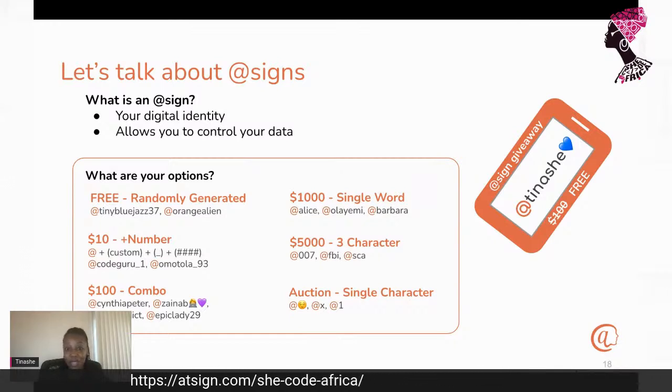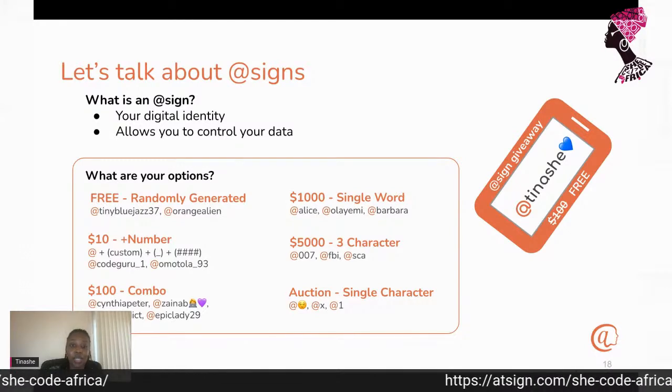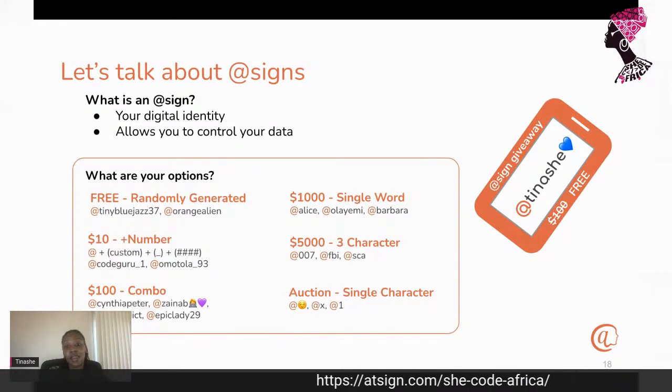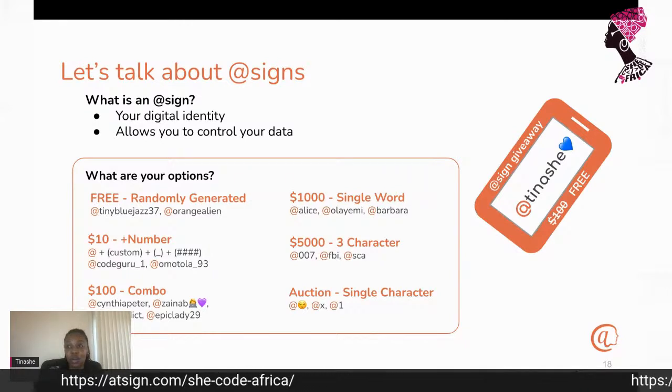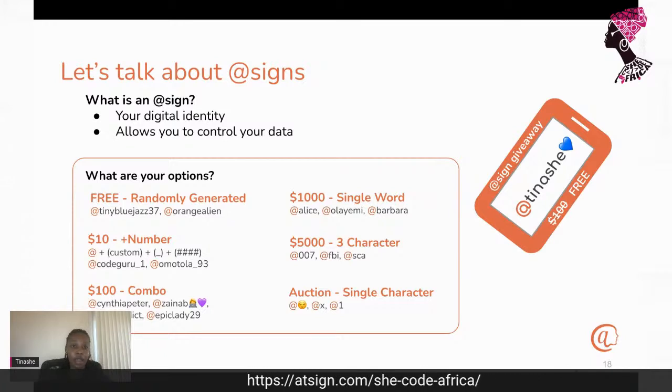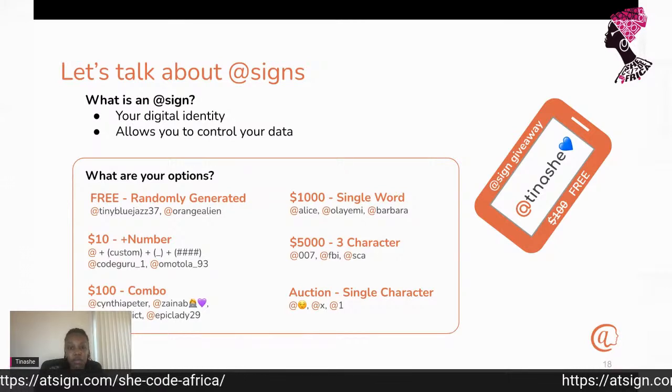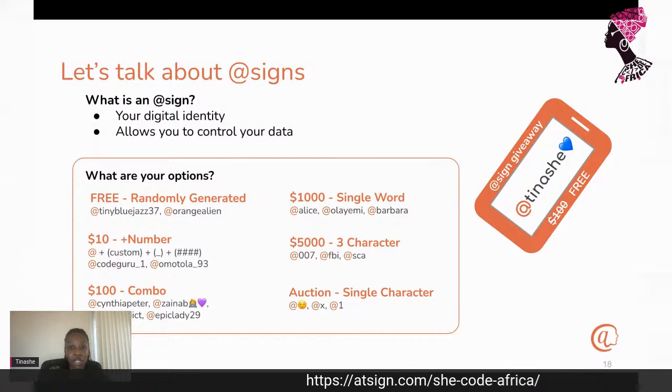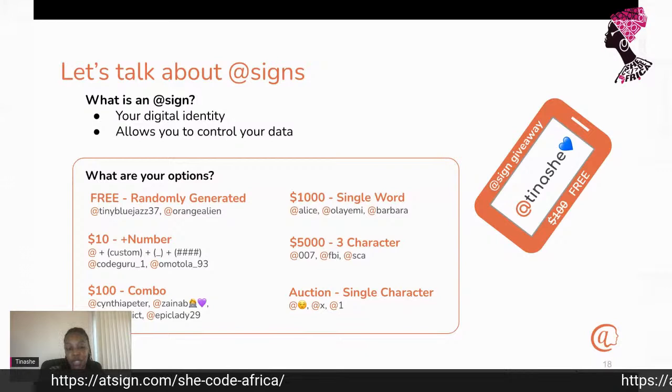After that, we've got the $1,000 @signs. These are single words, usually just like a first name, like @Alice, @Olayemi, @Barbara. And then we have the 5,000s, which are the 3 characters, and then the single characters, which are for auction. Now, you're probably wondering what's with the pricing. Pretty much this is based on how rare the @sign is. So the more expensive ones are obviously the ones with fewer characters, or the ones that have fewer combinations. And so that's why things like first names would be $1,000.